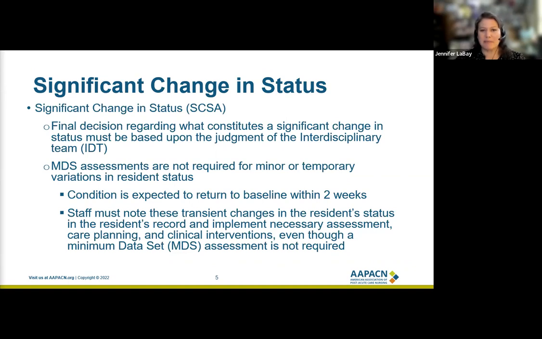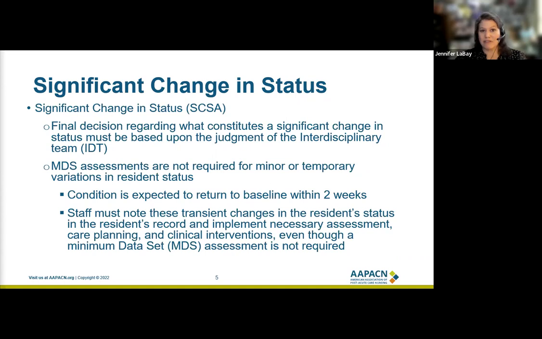The final decision related to whether we should complete a significant change in status is going to be based on the judgment of the interdisciplinary team. There are no specific guidelines in the RAI user's manual that tells us it's a significant change if X, Y, and Z occur. There's a few guidelines in there, but basically the government says we should be using our clinical judgment as a team to determine whether this really meets the criteria.